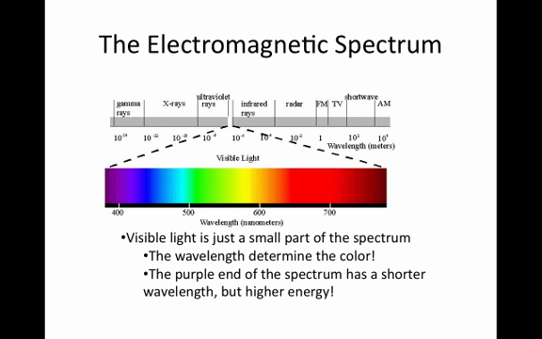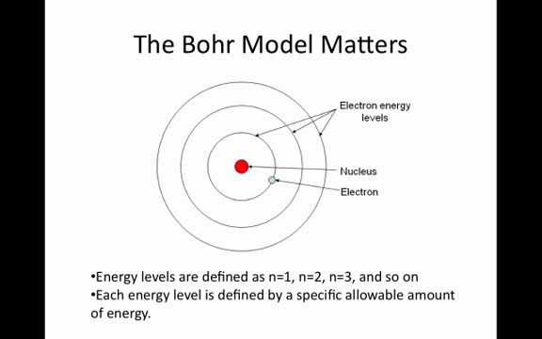I guess that's really all I need to say about this particular slide. Just make sure you remember that the purple end of the spectrum has the shorter wavelength, but also the higher energy. Okay, remember those baby steps have to move faster. Okay, moving on. All right, so what does this have to do with chemistry and atoms?